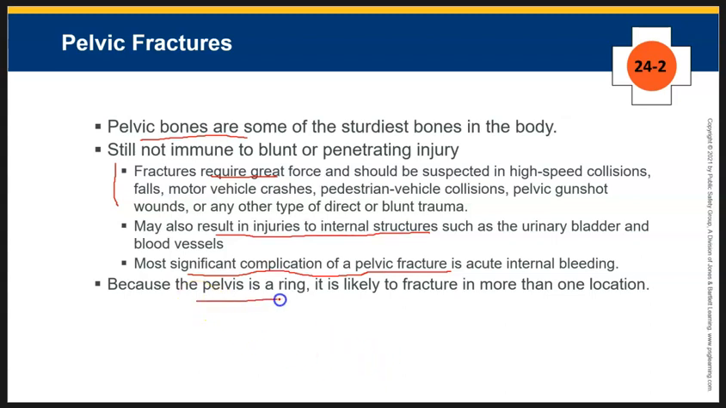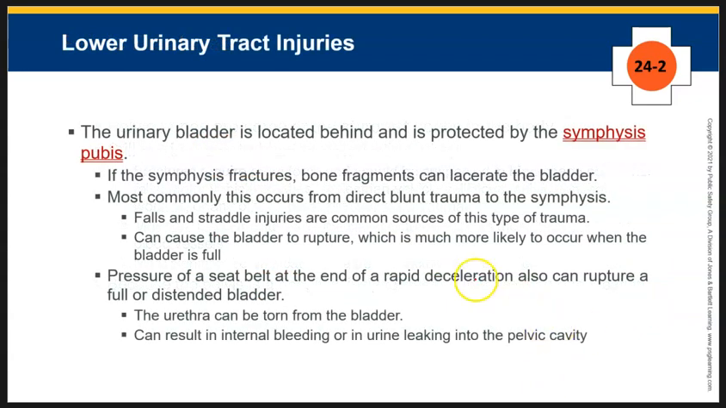Because the pelvis is a rigid ring, it can fracture in more than one location. We'll talk about that in the next video with assessment. The lower urinary tract, including the bladder, is subject to injuries and it's located directly behind the symphysis pubis, one of the lower bones of that pelvic ring. If that symphysis pubis fractures, we can end up with laceration of the bladder. That can occur in the case of a fall or a straddle injury, and that can cause the bladder to rupture. Also, we get deceleration injuries that can lead to this injury as well.